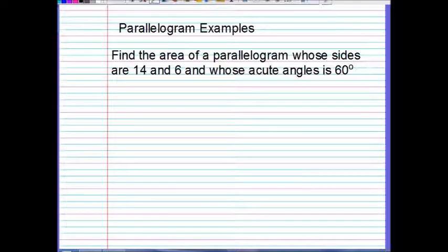So now here's one for you to try. I want you to find the area of a parallelogram whose sides are 14 and 6 and whose acute angle is 60. Press pause and let's see what we can do.